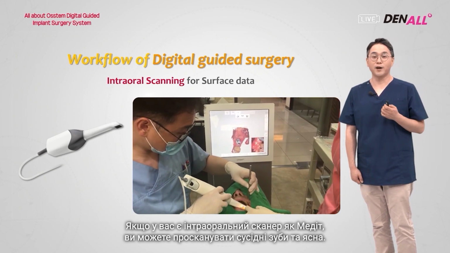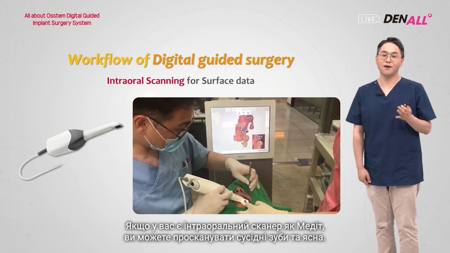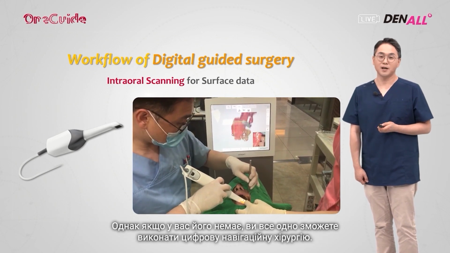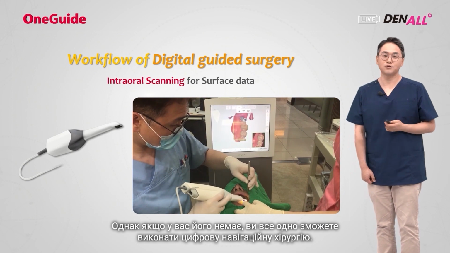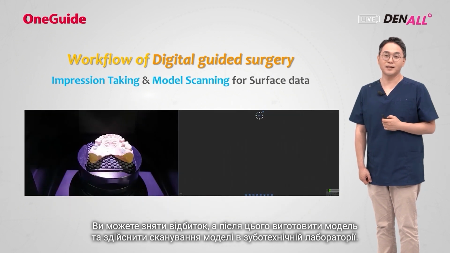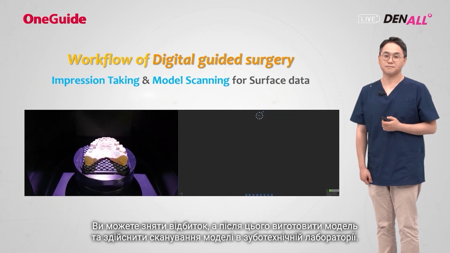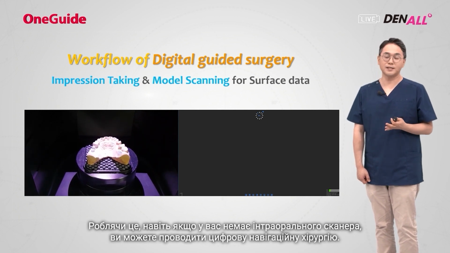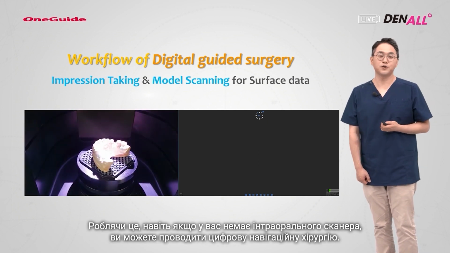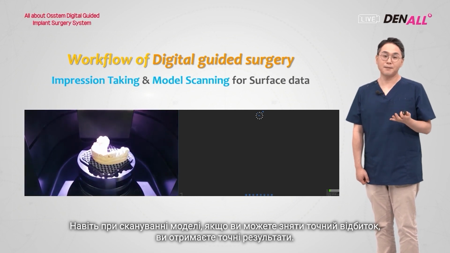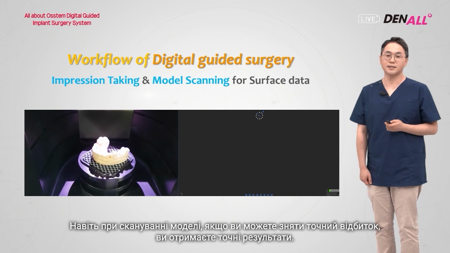If you have an intraoral scanner like Trios, you can scan adjacent teeth and gingiva. However, if you don't have it, you can still do digital guided surgery. You can take an impression, make a model, and do model scanning. By doing this, even if you don't have an intraoral scanner, you can do digital guided surgery. Even with model scanning, if you can take an accurate impression, you can get an accurate result.